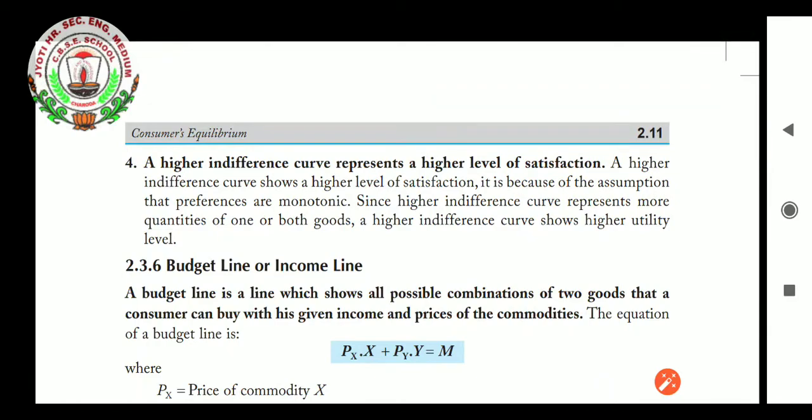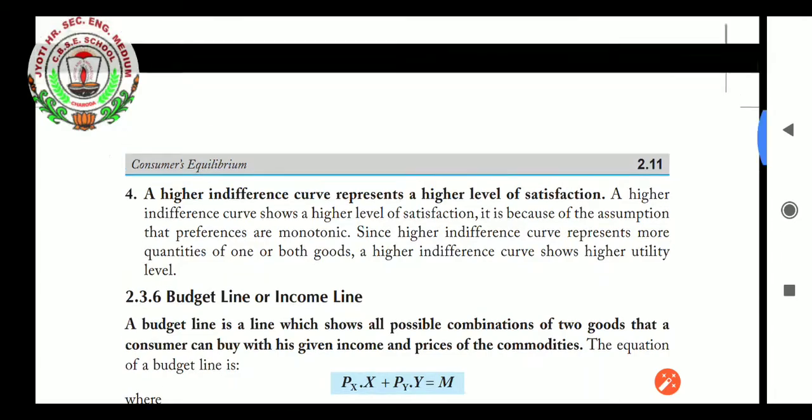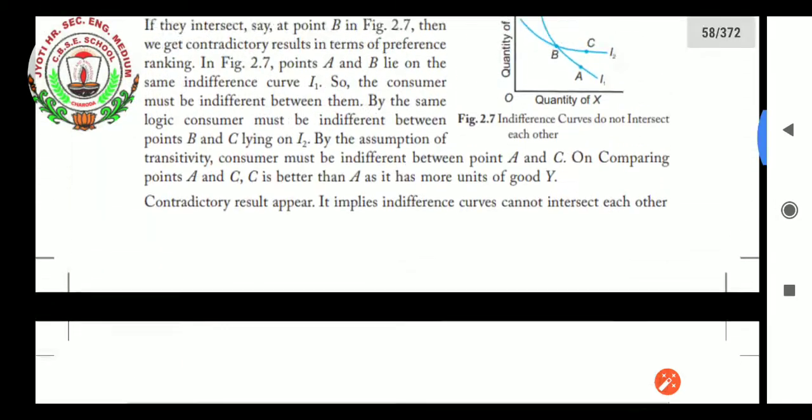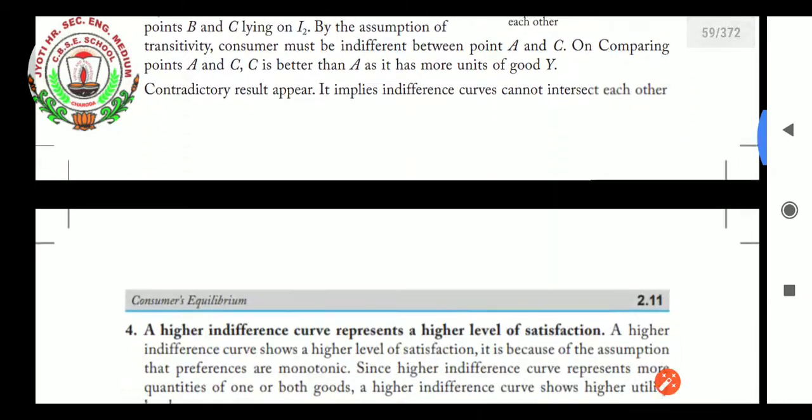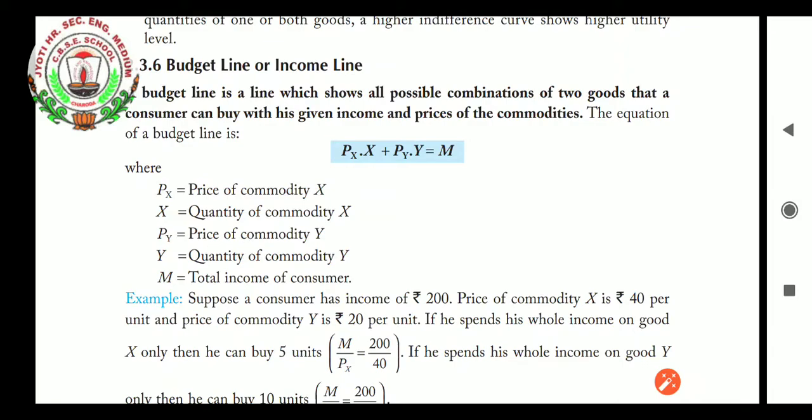A higher indifference curve represents a higher level of satisfaction. As in that indifference map we have seen I4, a higher indifference curve shows a higher level of satisfaction. It is because of the assumption that preferences are monotonic. Since higher indifference curve represents more quantities of one or both goods, a higher indifference curve shows higher utility level. So we can see the map of that indifference map. Here we can see I1 is the lower satisfaction of indifference and I4 is the highest level of satisfaction. So that was the indifference curve analysis.